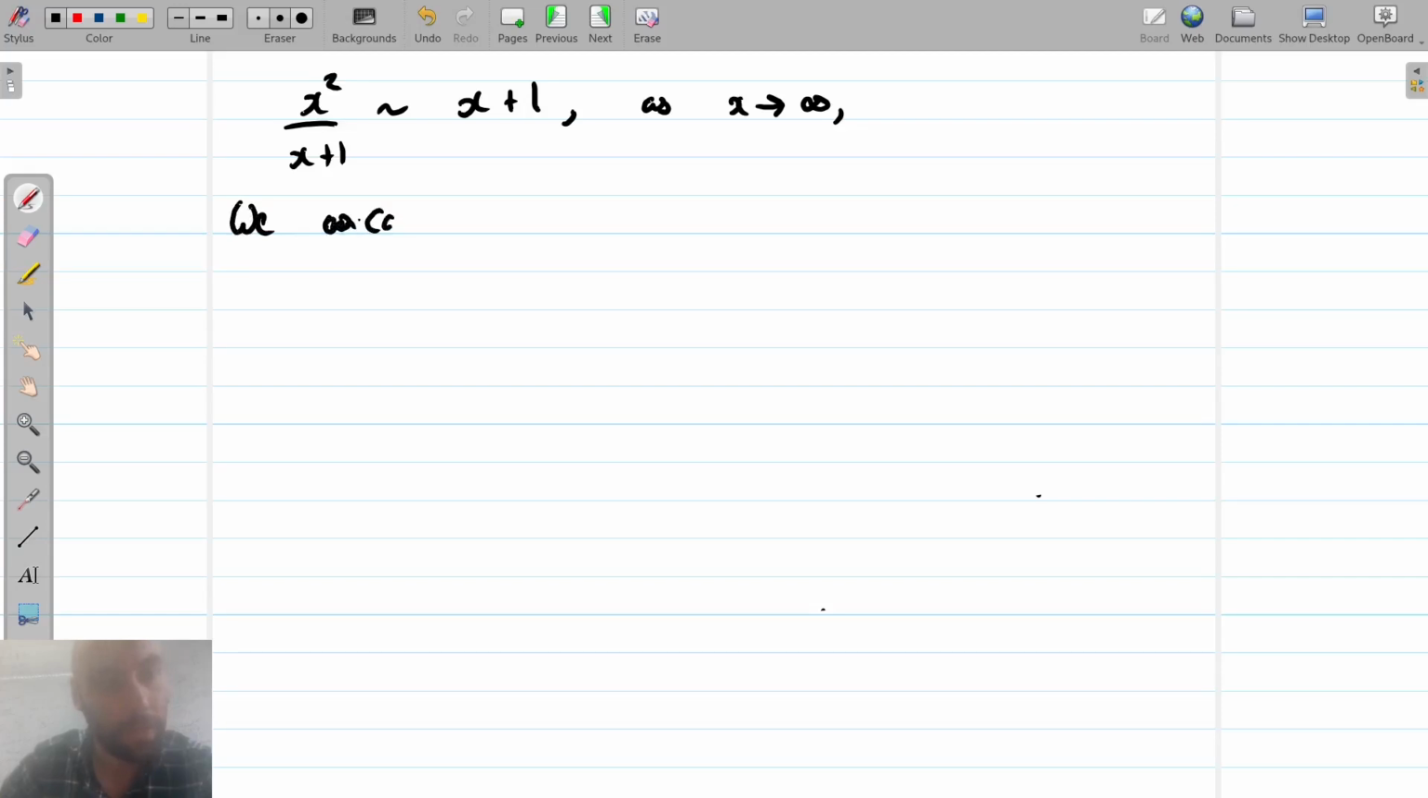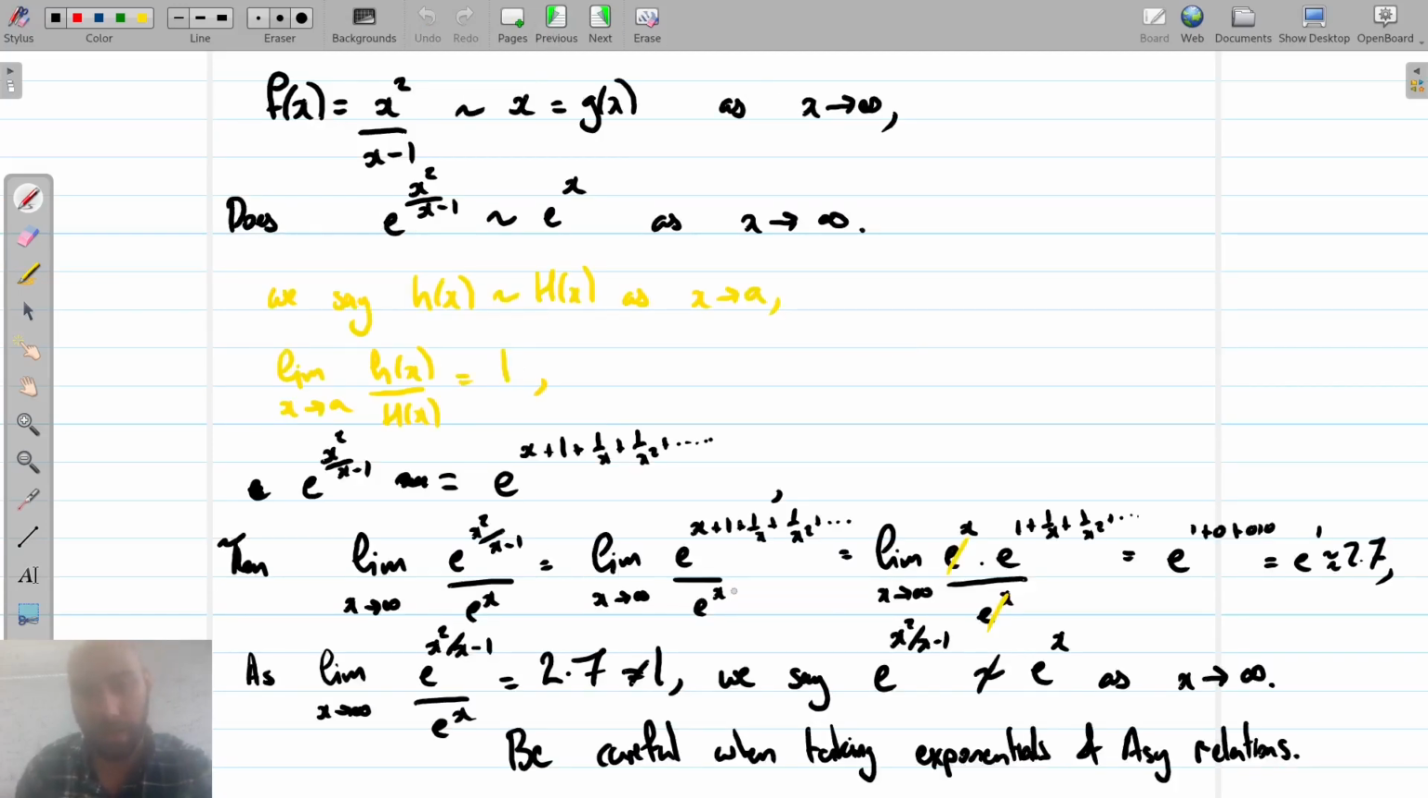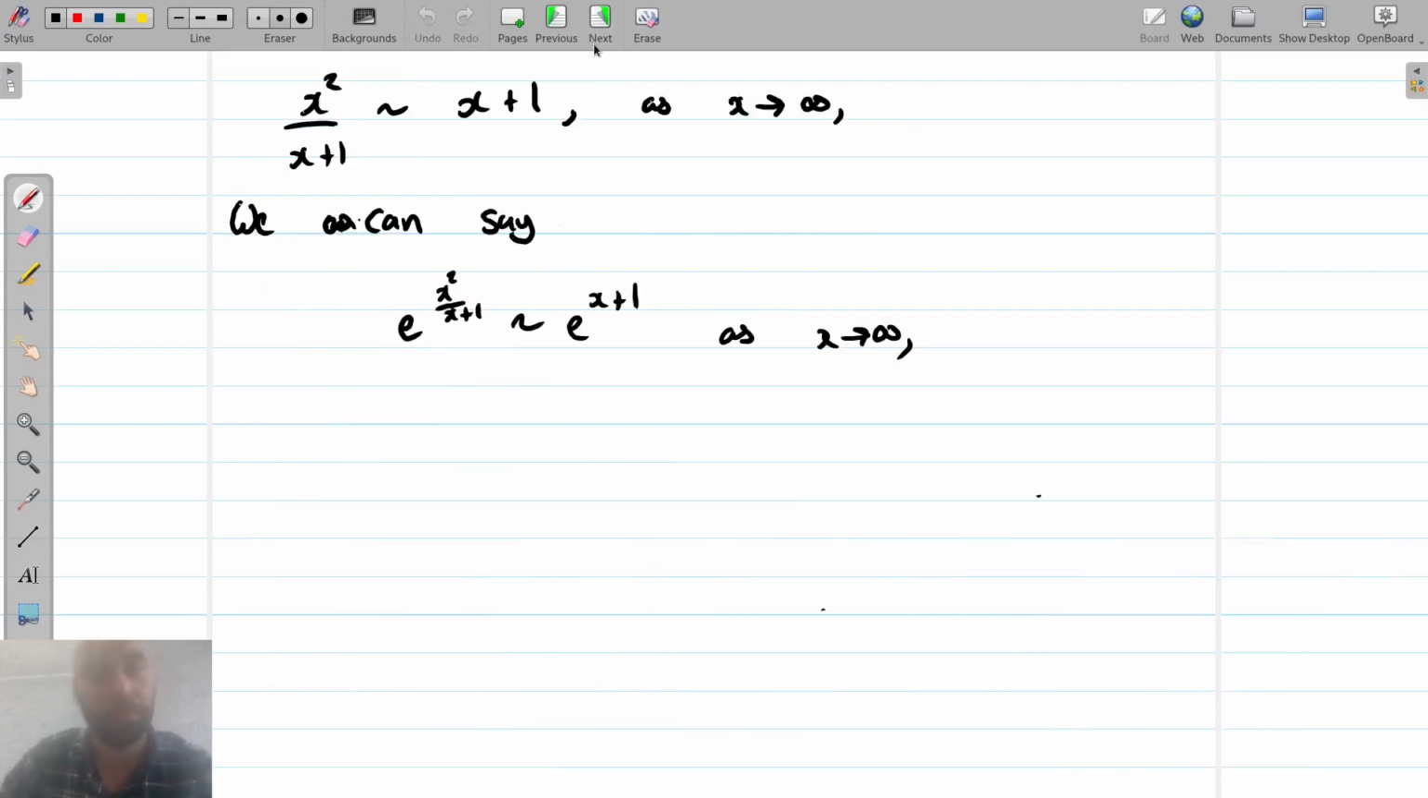We can say e to the x squared over x plus 1 twiddles e to the x plus 1 as x tends to infinity. So if we just use the first term, it doesn't work, but if you want to go through the mathematics, the idea is we'd have a plus 1 here, we'd have a plus 1 here, that would cancel the 1, and we'd end up with a 1. Okay, but I'll let you go through that if you want to.